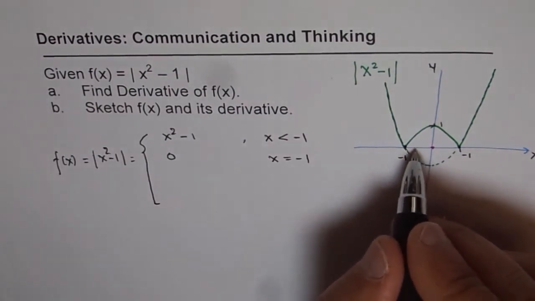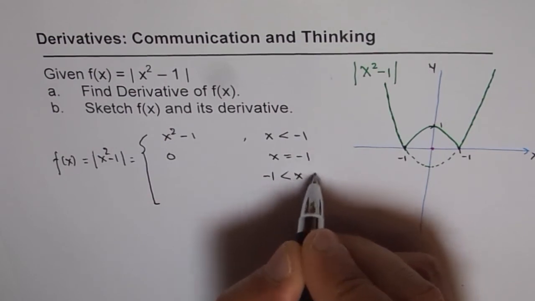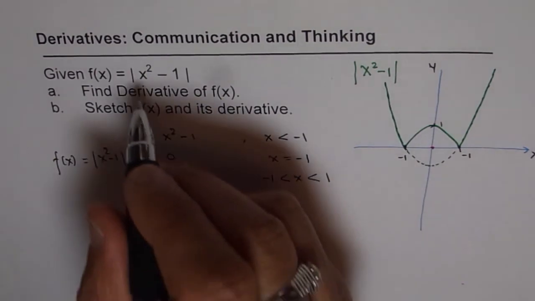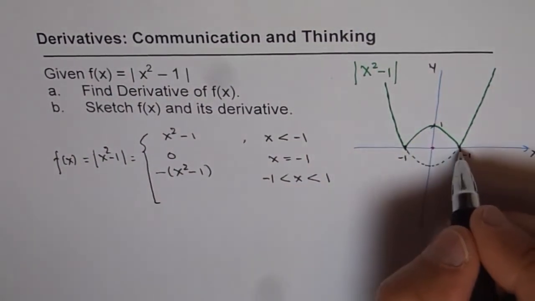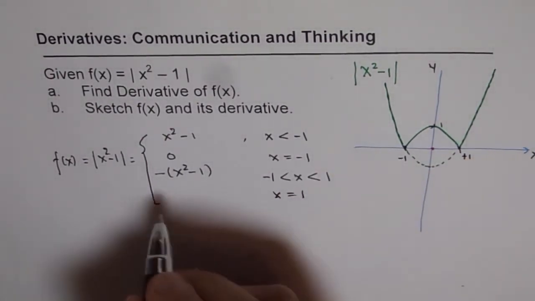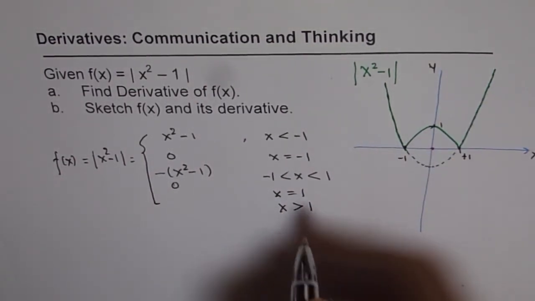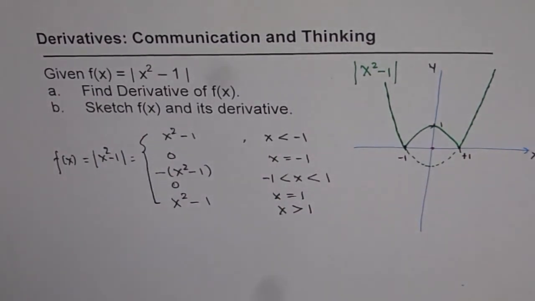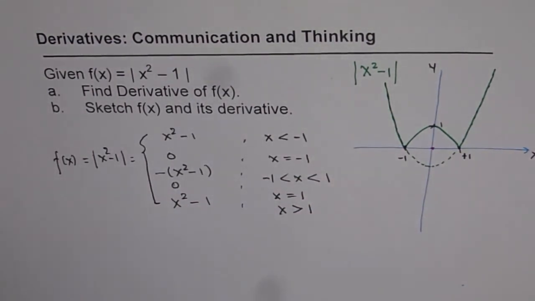Now between minus 1 and plus 1, when x is greater than minus 1 but less than plus 1, it is the flipping of x squared minus 1, or negative of x squared minus 1, correct? At this point where x equals plus 1, the value is 0, right? And when x is greater than 1, it is the same as the original function x squared minus 1. So indeed, this is our absolute value of x squared minus 1 function, right?